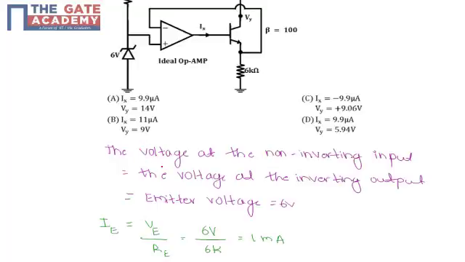From this circuit, the voltage at the non-inverting input is equal to the voltage at the inverting input. It will be equal to the emitter voltage, equal to 6 volts. So, the emitter current, that is IE, is equal to VE divided by RE. VE is given as 6 volts, divided by 6K. 6K is given here, that is the resistance value for RE, for the emitter terminal. It will be equal to 1 milliamp.